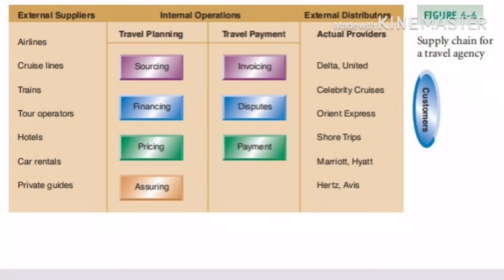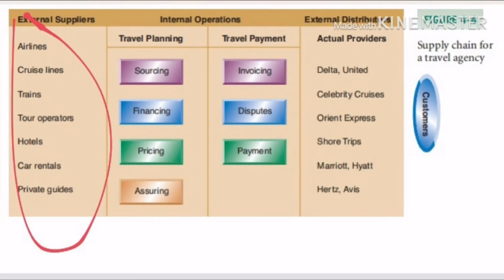Now, let's look at an example of a supply chain for a full-service travel agency, as shown in the figure. The agency arranges a wide variety of trips for its customers. The service can be as simple as making airline, train, hotel, cruise, car rental, or personal tour arrangements for the customer. A customer can require a single type of service or have a highly complicated travel request.